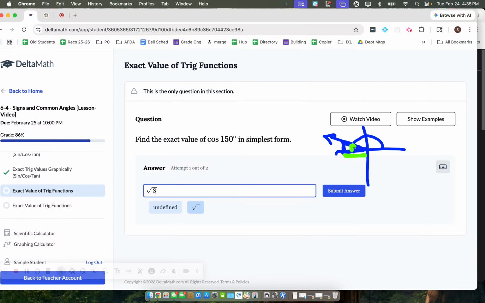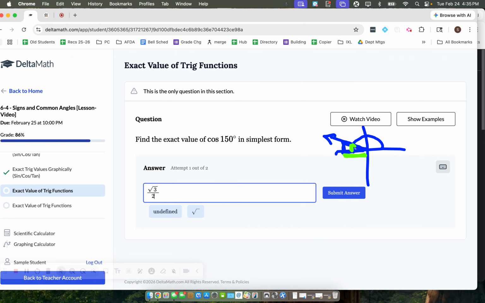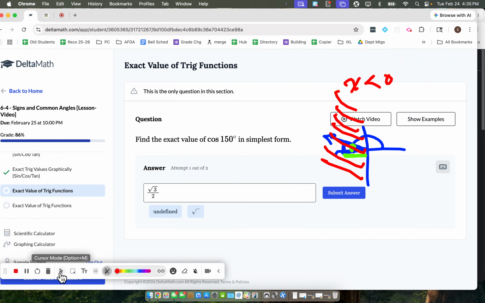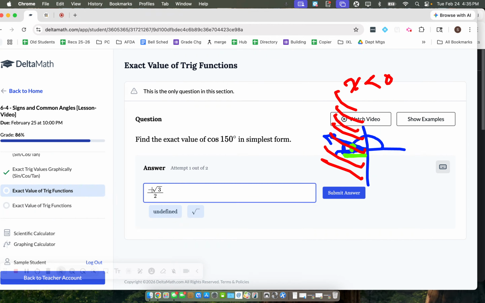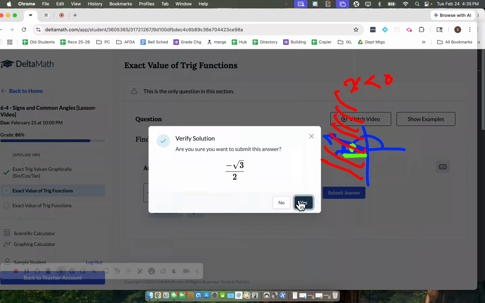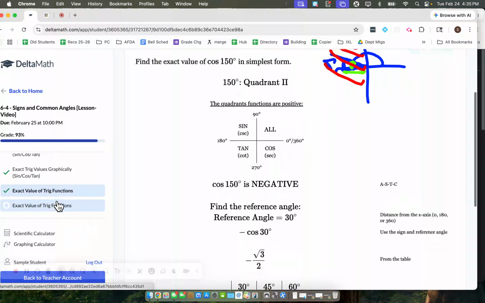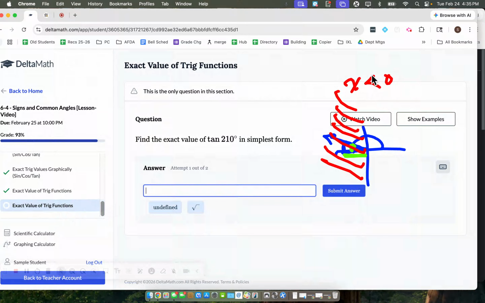But I'm about to catch myself. Okay. However, where are we? We're in quadrant 2. And guess what? Cosine is negative out here because it's x. Better throw a negative onto my answer. Last one for this set.